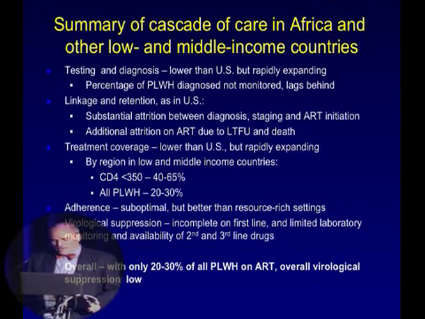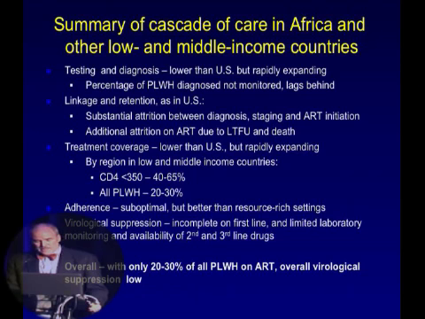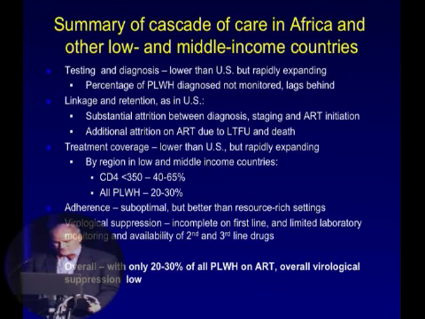And again, by region, in the low and middle income countries, the overall coverage of those with lower CD4 counts is 40 to 65%, and among all people with HIV, about 20 to 30%. Adherence is suboptimal, but is better than in resource-rich settings or North America. Virological suppression is incomplete on first line. The study that I showed was of those starting on first line, and with limited laboratory monitoring and limited availability of second and third line drugs, this is a significant challenge. Overall, it is safe to say that with only 20 to 30% of all people living with HIV on ART, and not all of them virologically suppressed, the overall virological suppression, unsurprisingly, seems quite lower in low and middle income countries than in the US, for example, where it is already fairly low.